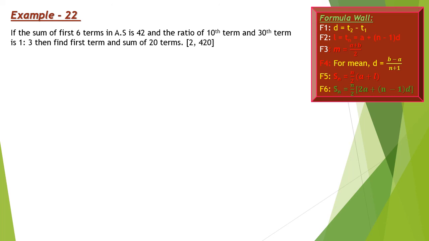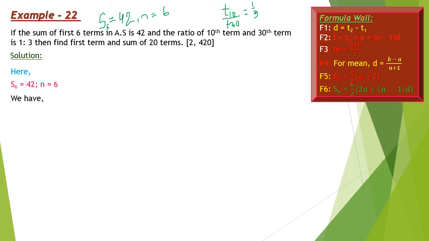Now we have to find the first term and the sum of the first 20 terms. You can see here the sum of the first 6 terms, that is s6, is 42, and the value of n is 6. And the ratio of the 10th term and the 30th term, that means T10 upon T30, is 1 by 3. Now we can easily do this question. Let's start here. s6 is equal to 42 and n is equal to 6.